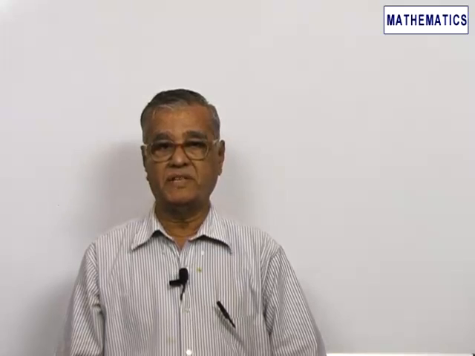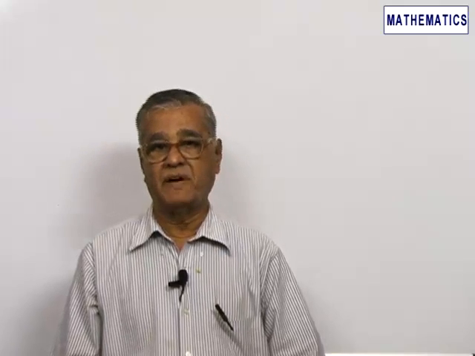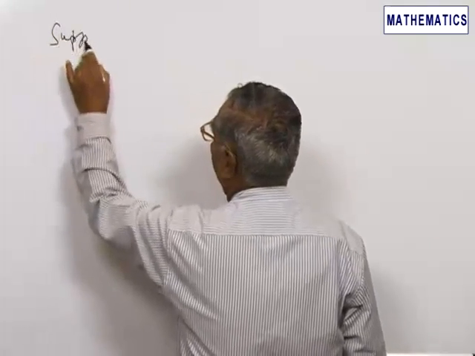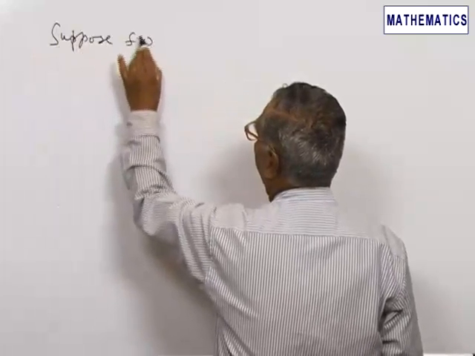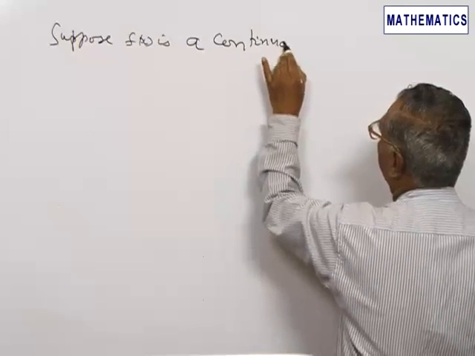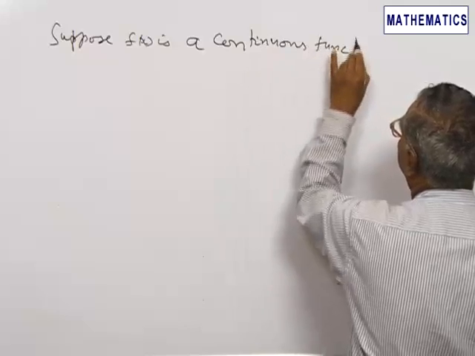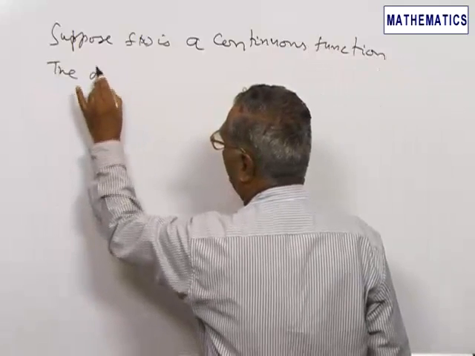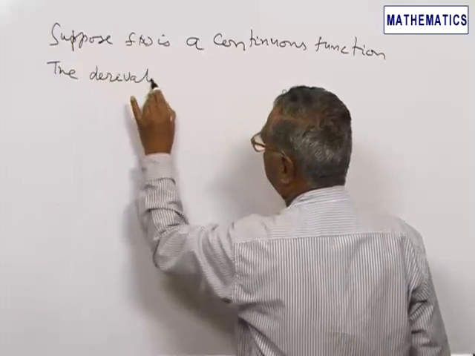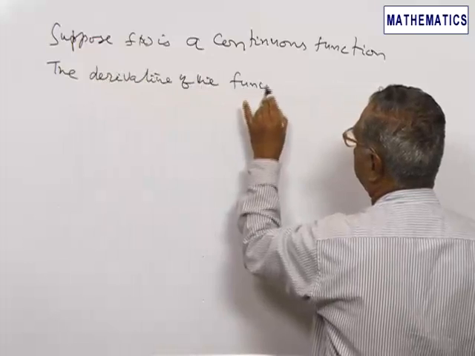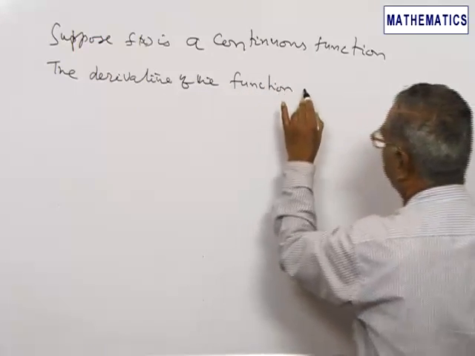In order to define the derivative of a function, it is essential to assume that the function is a continuous function. Now, suppose f of x is a continuous function. The derivative of the function is going to be defined as follows.